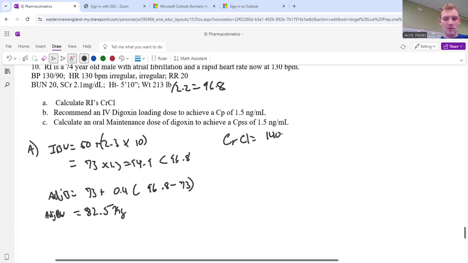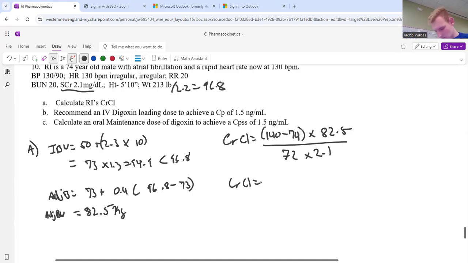So now we can do creatinine clearance. It equals 140 minus 74 times 82.5 over 72 times serum creatinine, which is 2.1. CrCl equals, what do you guys get? Yeah, 36.